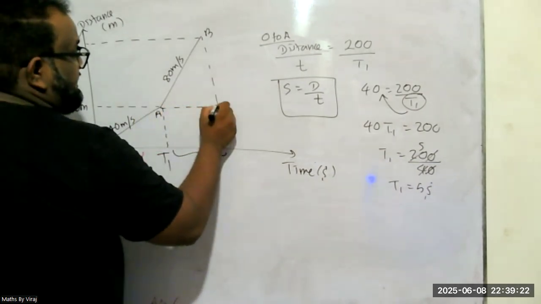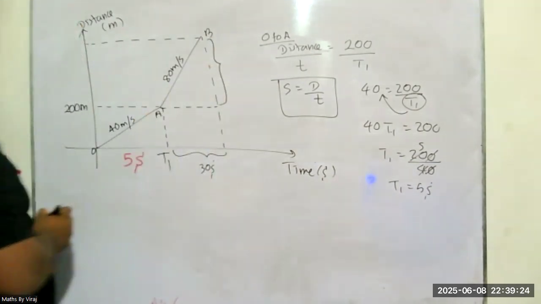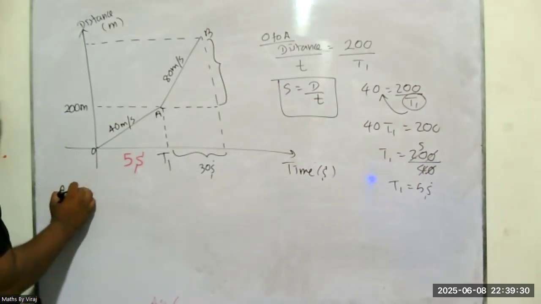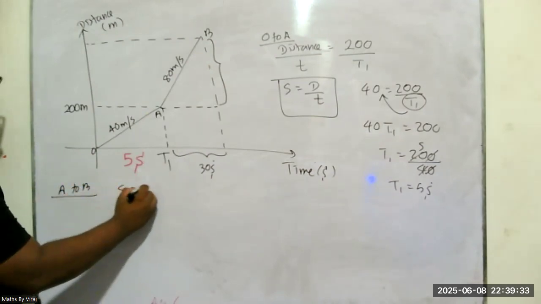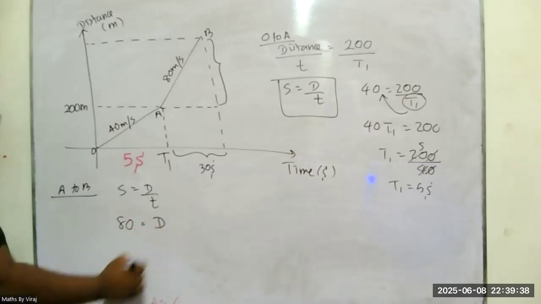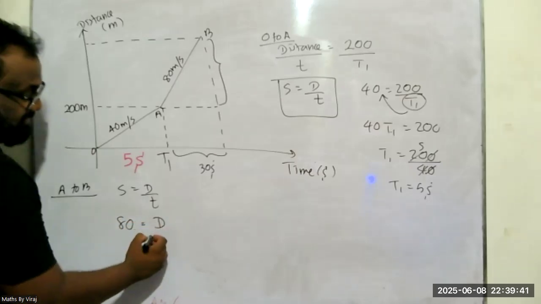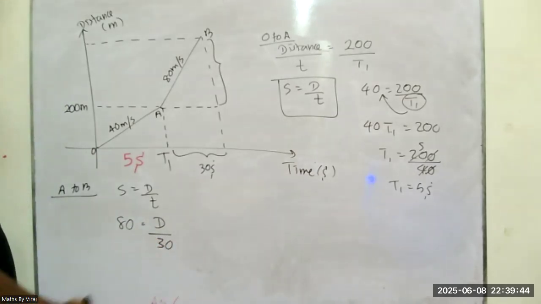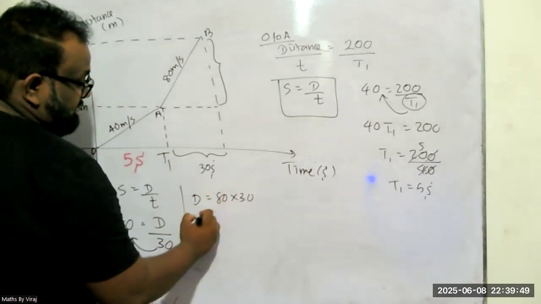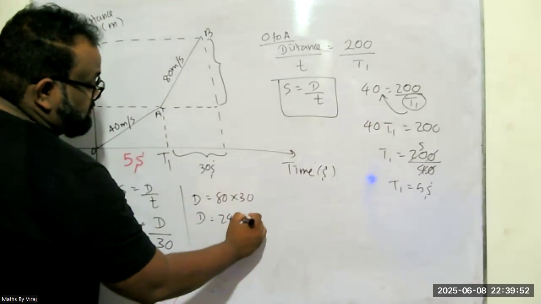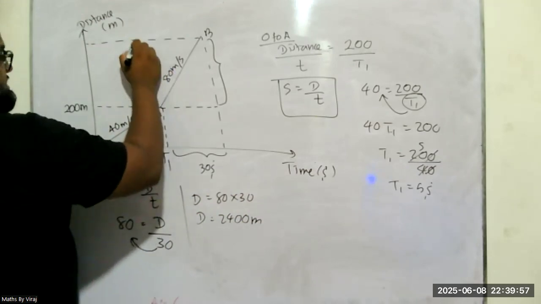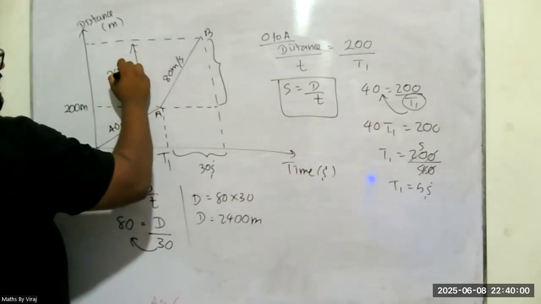Now, this has moved a certain distance up again, which we have to find. We do not know the distance, but the time is given. So, we write A to B. Speed is distance over time. Speed 80, distance unknown, and the time is 30. Correct? So we cross multiply them. What is the distance that it has traveled? The distance it has traveled is 2400 meters. But this distance is 2400.